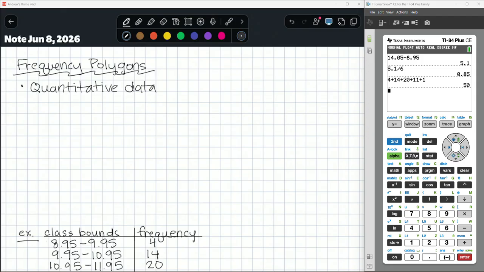In histograms, we were plotting our class boundaries versus our frequency. For frequency polygons, we're going to be plotting our class midpoint versus frequency. Instead of bars, we are going to plot each midpoint frequency pair as a dot.